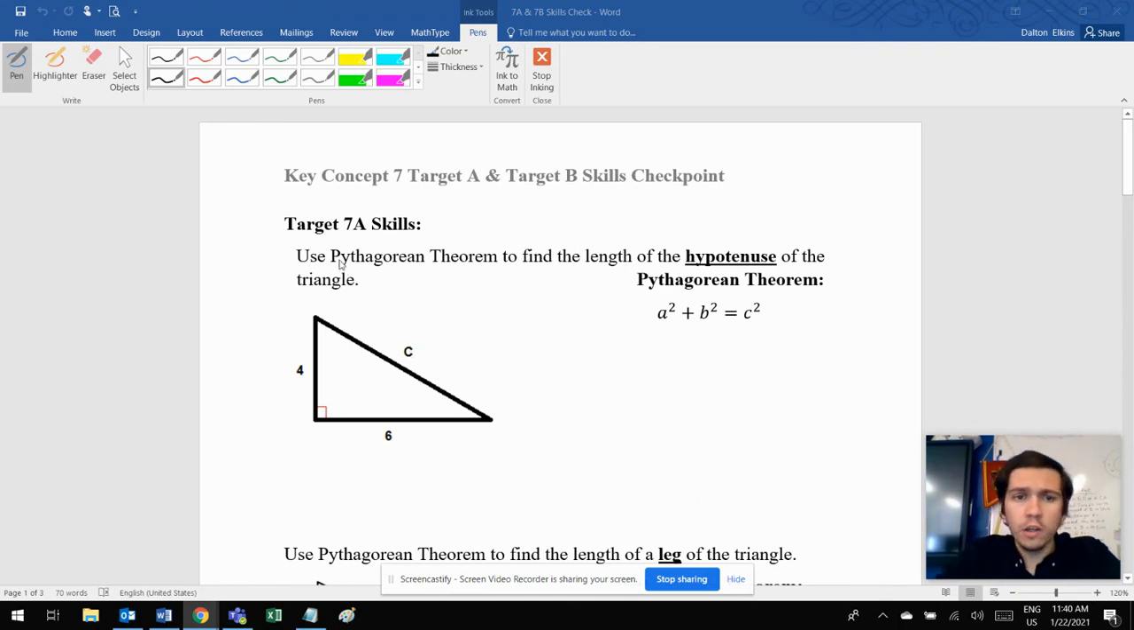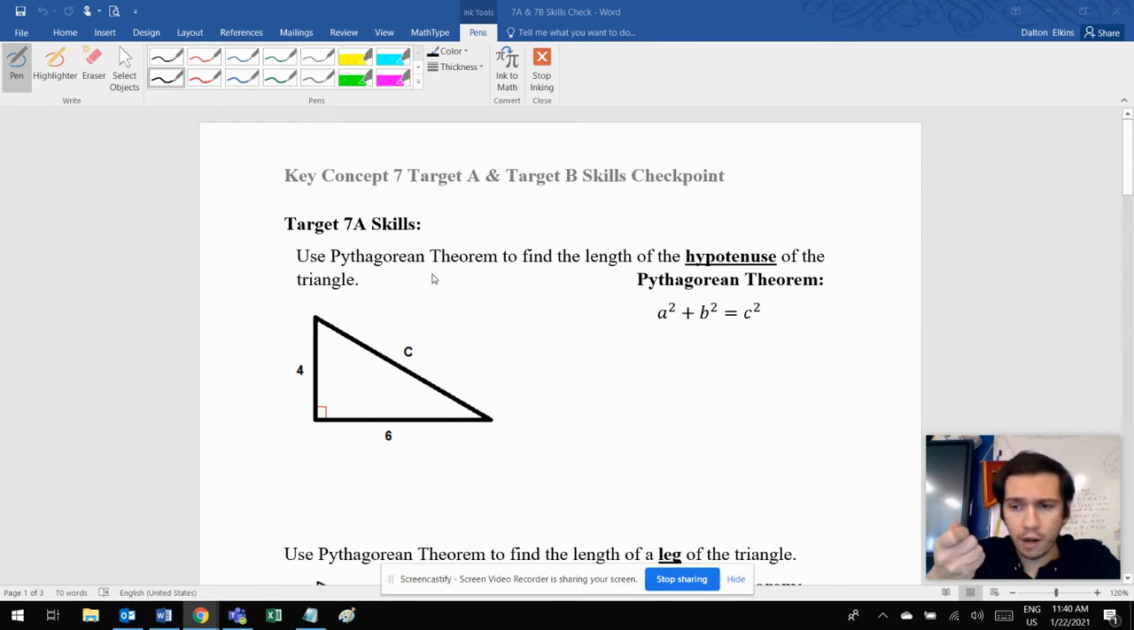So from 7A, one of the first things that we did was something with Pythagorean Theorem, right? It was a formula that we can apply to right triangles, which are triangles. There's a little square in the corner that means it's a 90-degree angle or a right angle, however you want to name it. So this example, this skill that you have is to use the Pythagorean theorem to find the length of the hypotenuse, right?